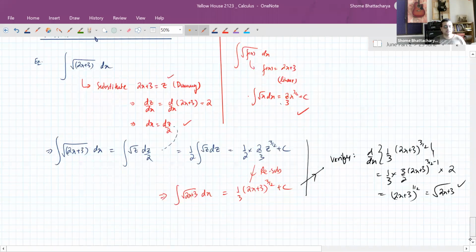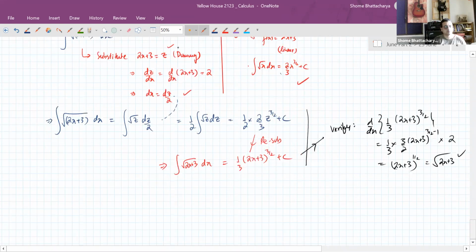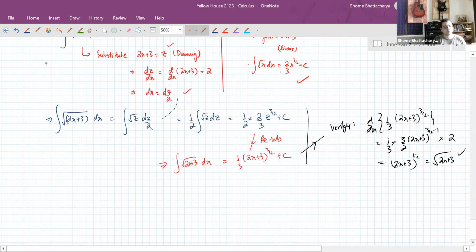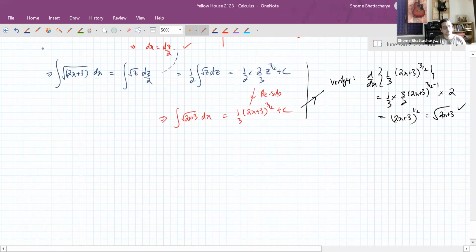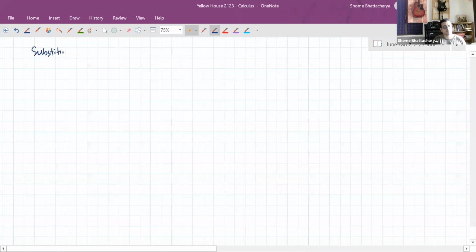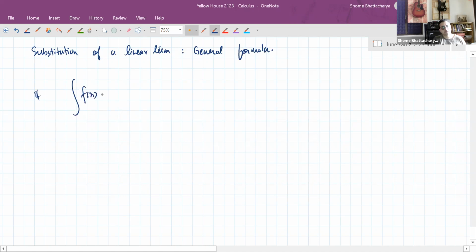Okay, so let's do a generalization of this now. Substitution of a linear term, general formula. So suppose we know that the antiderivative of a function f(x) is I(x). Okay. So this is known.